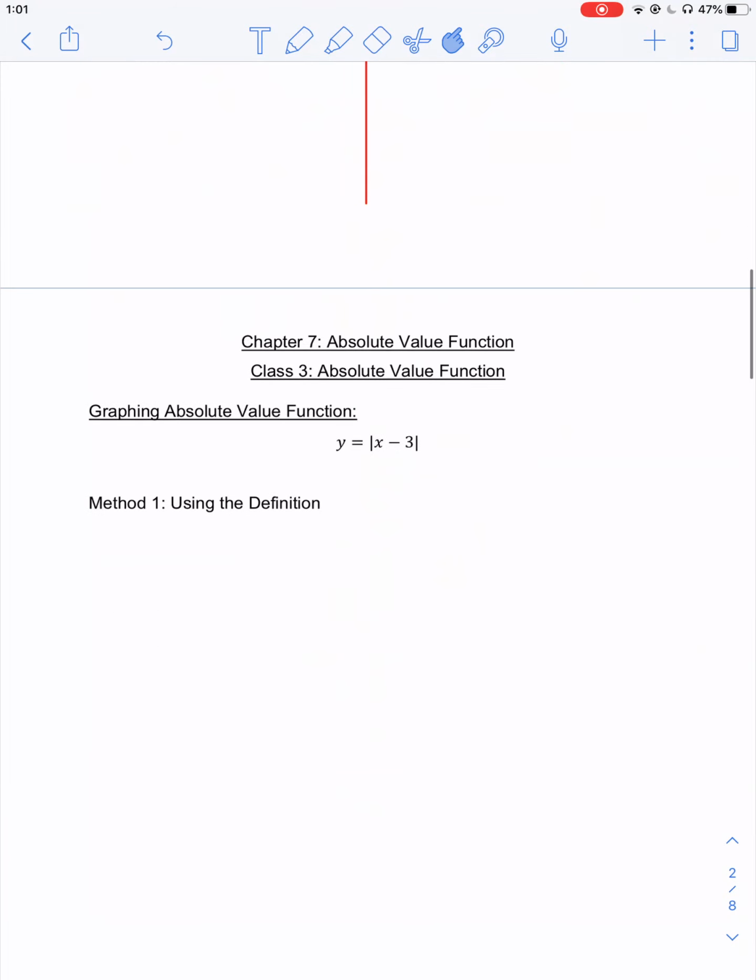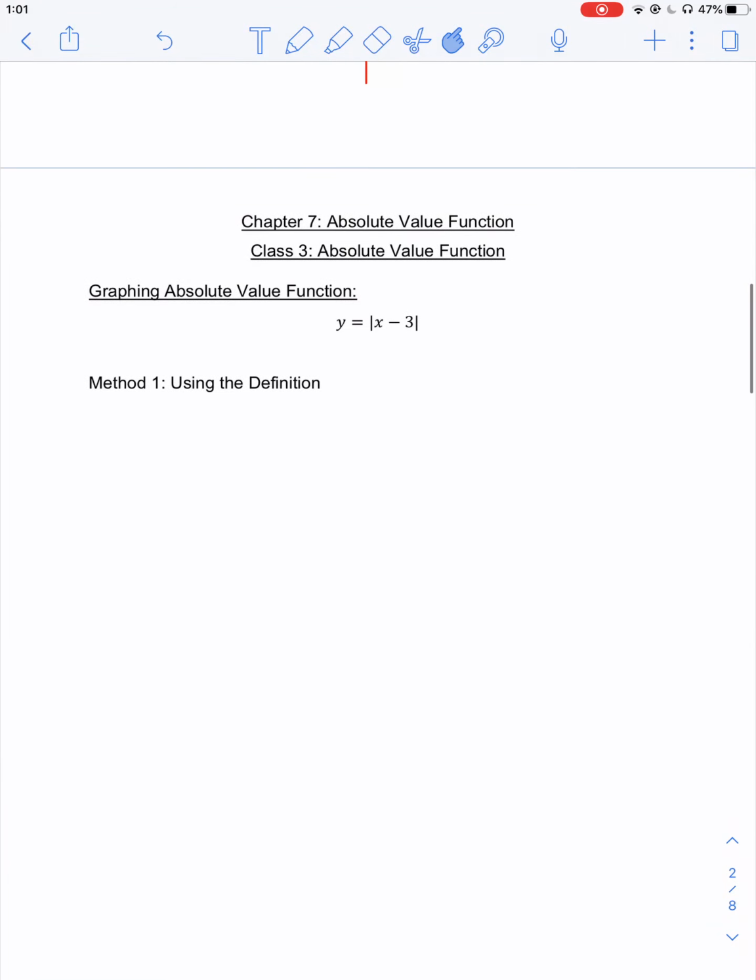Okay, so why don't we graph this function? What if we were to graph this function? I'm going to do this using the definition, kind of like what I did up there. So let's do that. If I use the definition, then y is equal to, it stays the same, right?